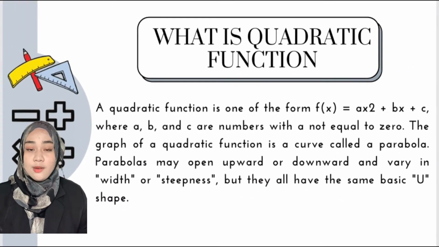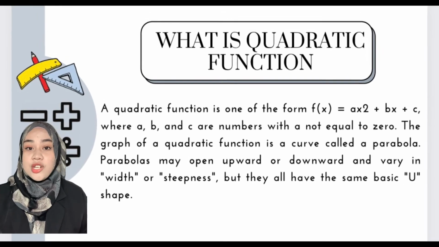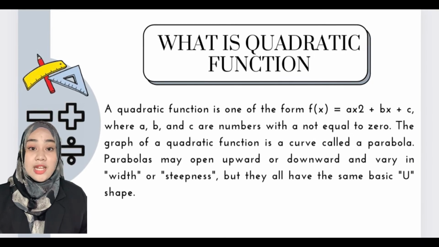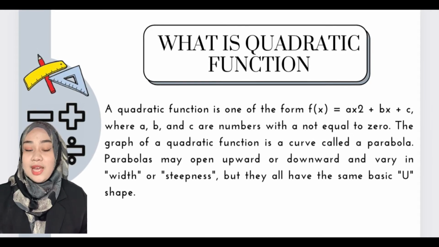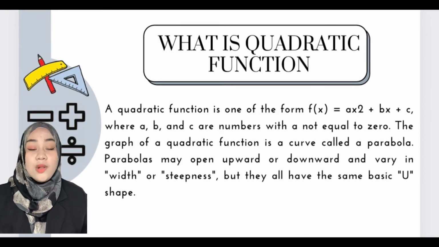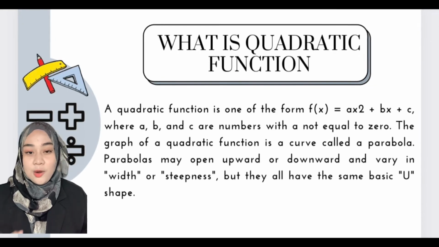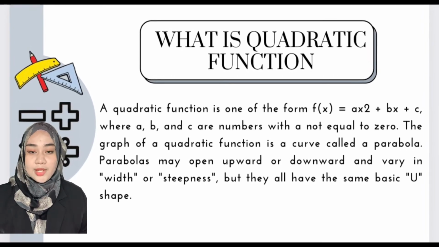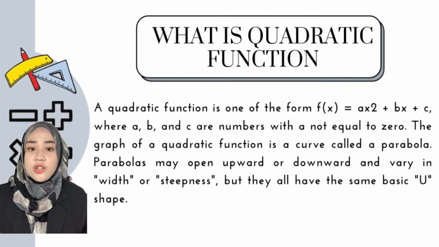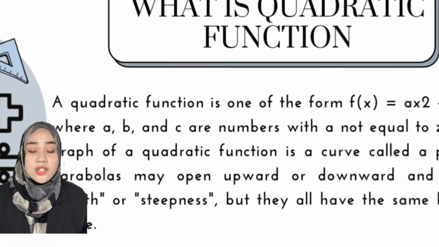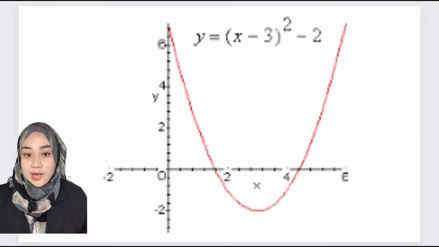So, what is a quadratic function? A quadratic function is one of the form f(x) = ax² + bx + c, where a, b, and c are numbers with a not equal to 0. Where a and b are the coefficients, x is the variable, and c is the constant term. The first condition for an equation to be a quadratic equation is that the coefficient of x² is a non-zero term. The graph of a quadratic function is a curve called a parabola.